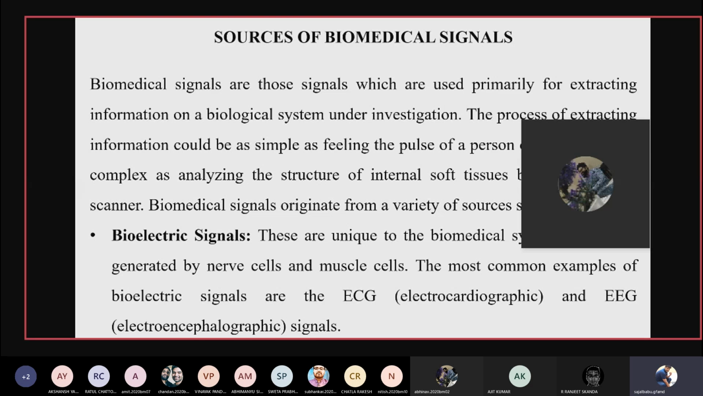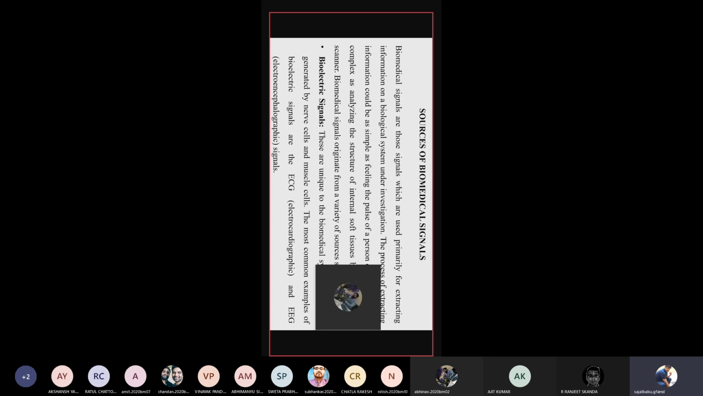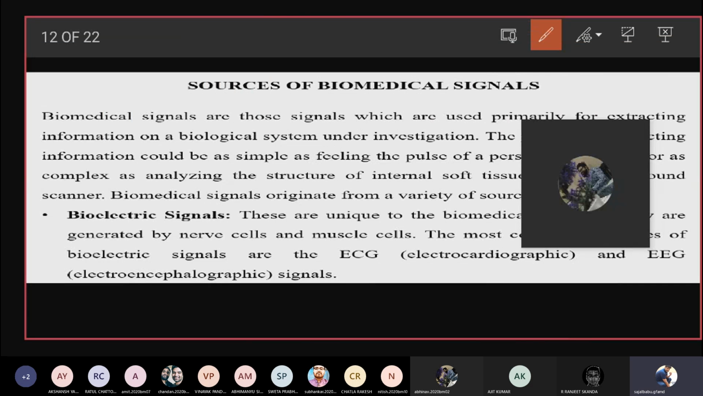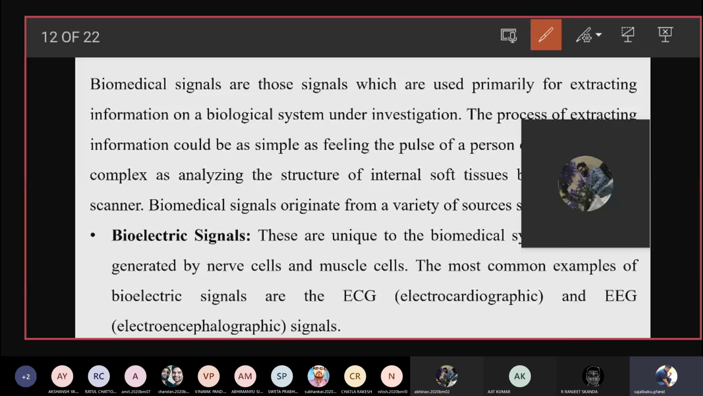Okay, so bioelectrical signals are one of the important signals that you are going to have, because whatever the EEG, EMG, ECG, whatever you are going to do for a person will be your bioelectric signals. Like, let us consider your brain. Your brain may have lots of nerves, and your neural network.